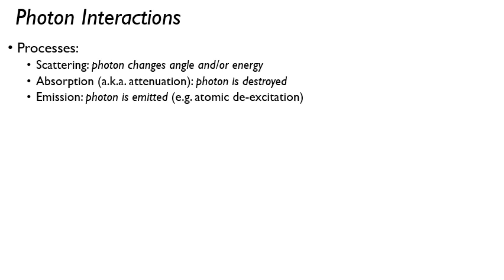So photons can interact with matter a number of different ways. If we want to divide this into three basic classes of processes, we have scattering, where a photon will change its angle and/or its energy. We have absorption, where the photon is destroyed, and in nuclear physics we usually call that attenuation. Or we can have emission, where a photon is emitted, for instance, from a de-excitation, from an electron de-exciting from a higher orbital to a lower orbital.